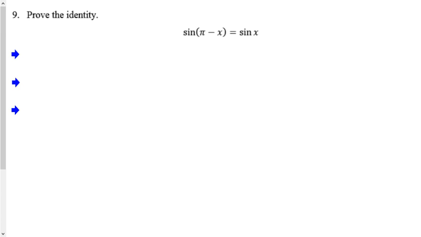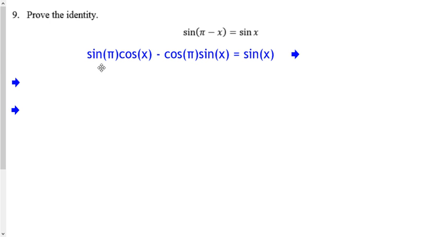So let's look at another proof. We want to prove this identity. Again, I can see that I have the sine of a subtraction of two angles. So I think about my identity sheet and the sine of alpha minus beta. What is that equal to? So I will get this sine of alpha cos beta minus cos alpha sine beta. But instead of alpha and beta, I have a pi and an x.